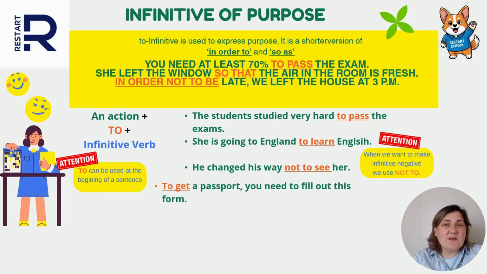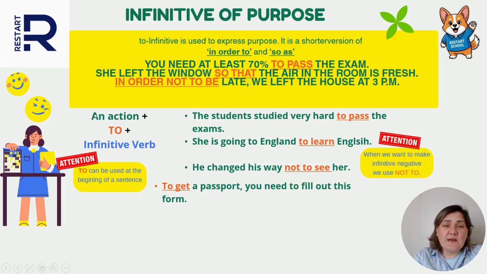So, if we talk about grammar, we have infinitive of purpose. That is infinitive which is used to express the purpose. So, it's a short version of such verbs as in order to and so as. You need at least 70% to pass the exam. She left the window so that the air in the room is fresh. In order not to be late, we left the house at 3 p.m.